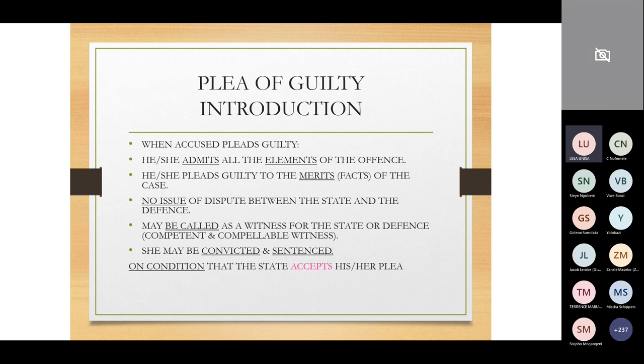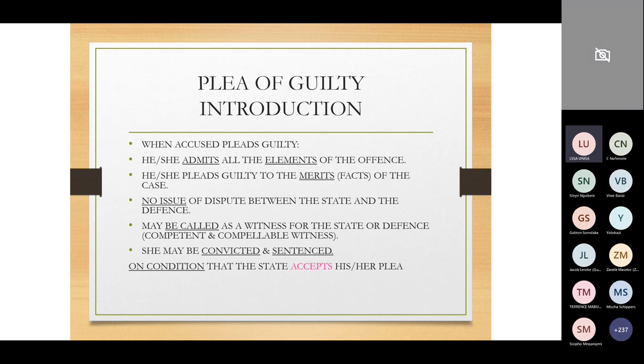Should your client plead guilty, such a client can be used by the state, which is normally how it happens in practice. The state can call this person as a witness if there were multiple accused persons. So it is very important that your client knows he is a competent and a compellable witness. The state can call him to the stand. And once he accepts responsibility, he or she will be convicted and then sentenced.